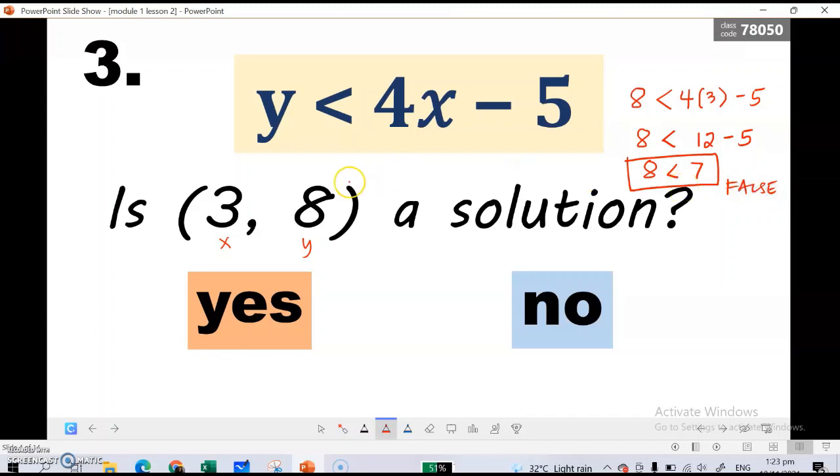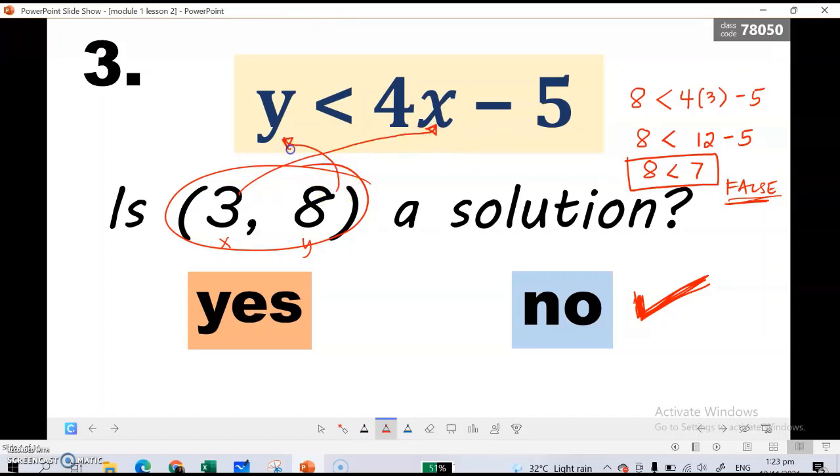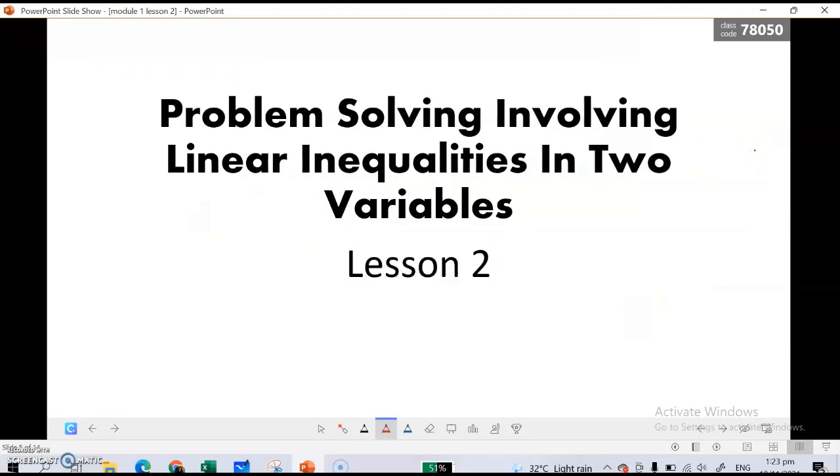So, here we have an example na yung given ordered pair is not a solution. So, kung ang tanong, is it a solution? Then you would say, no, it is not. Because ang kinalalabasan, nung sinubstitute natin siya, ay a false statement. Okay? So, let's now proceed to lesson 2 about word problems, or solving word problems involving linear inequalities in two variables.